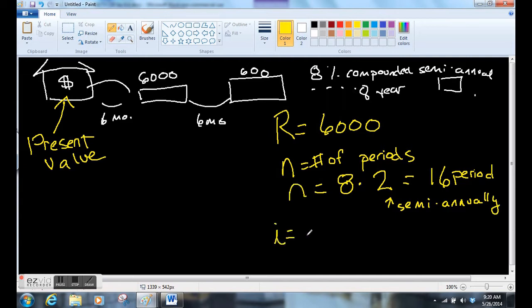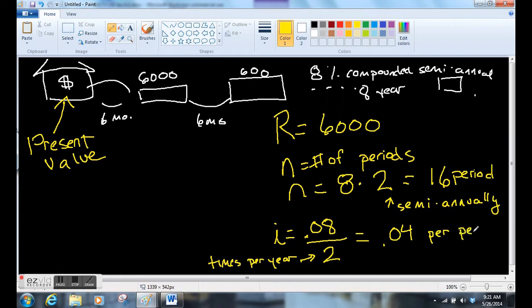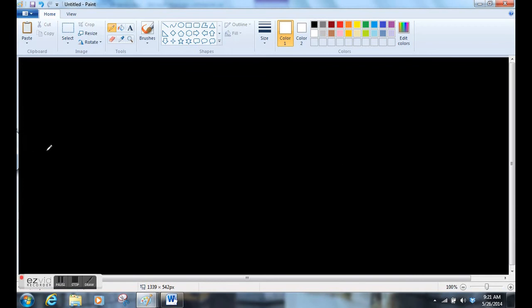And then, so that's N. And the interest rate is going to be 8%, but it's per period, so we divide by 2. So it's essentially 0.04, because it's semi-annually, 2 times per year. It's compounded. So your interest rate is 0.04, and you can think of this as per period. So now we're just going to use the formula.